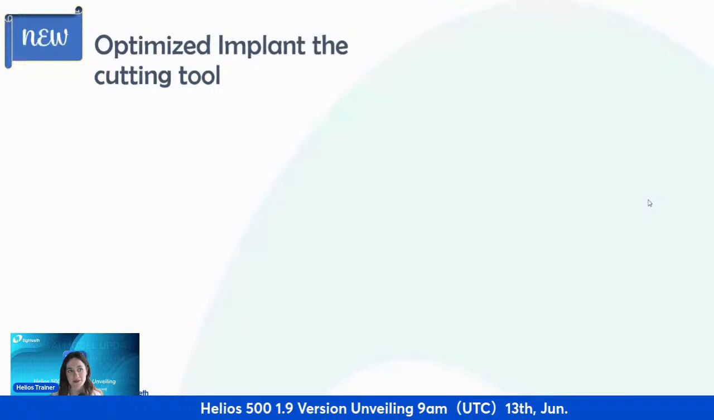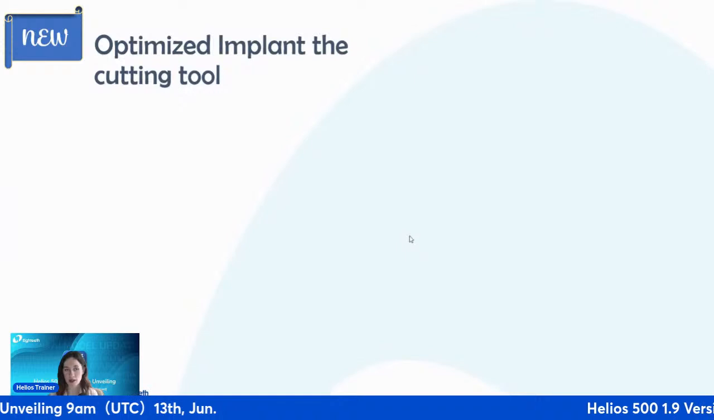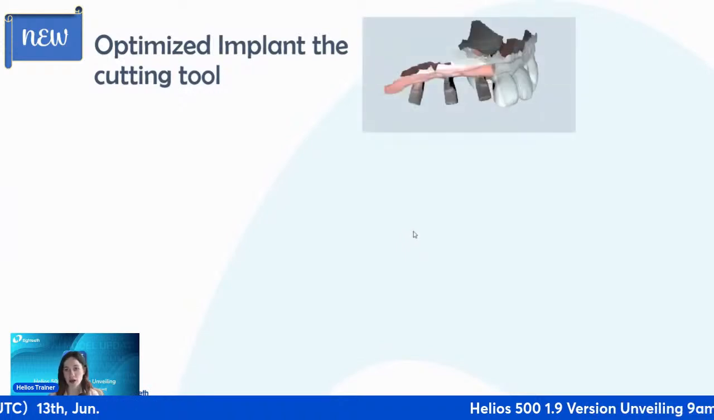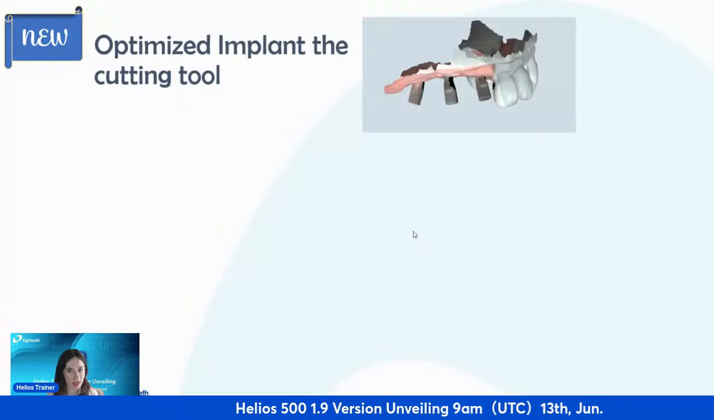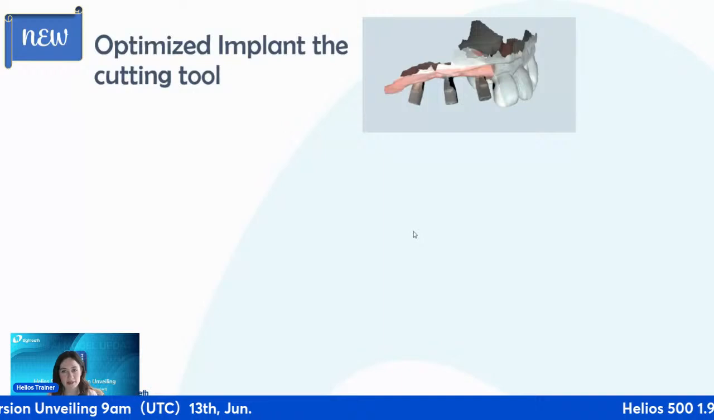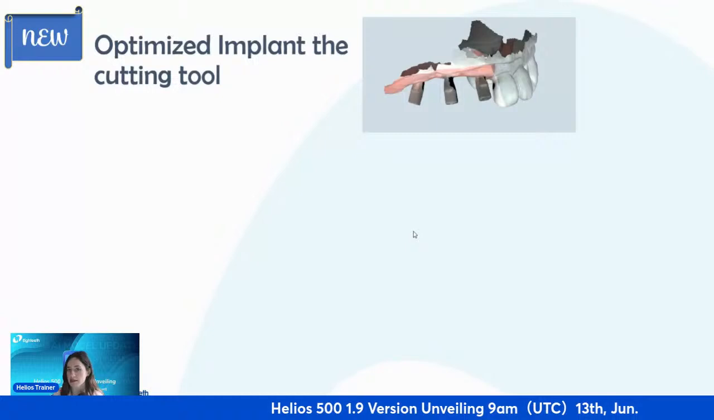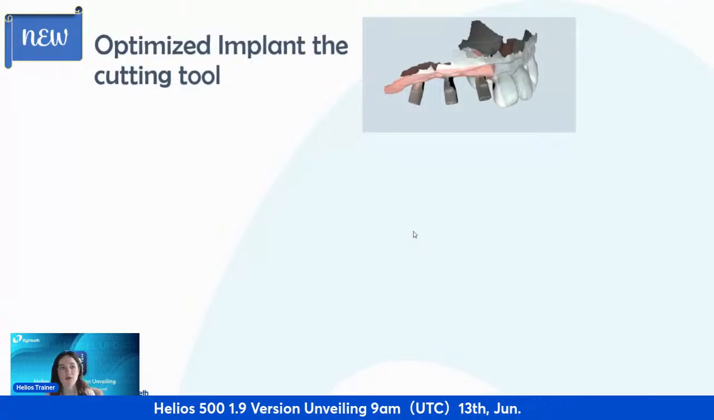what is next? Optimized implant cutting tool. We have a new tool for you. What does it mean for implants? First, if you have an implant, not an abutment, scan bodies, as you know, are in order to capture implants, transfer pieces, like in the picture. We had some difficulties, but we improved this feature very nicely.